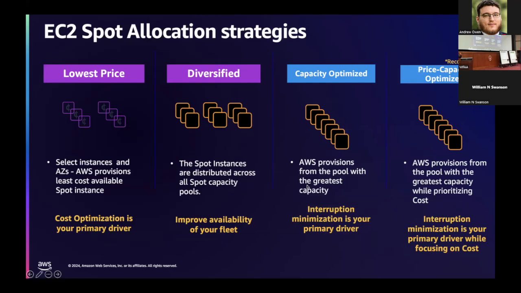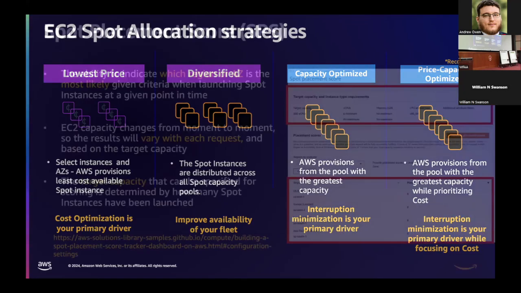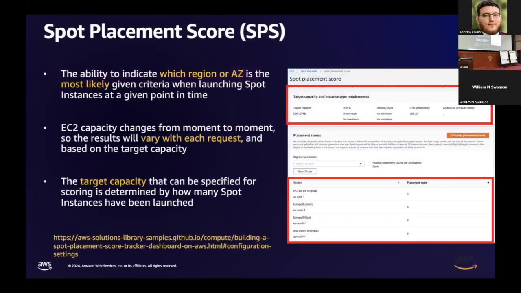So over the years, we have evolved and we have introduced capacity optimized and price capacity optimized. When you are leveraging capacity optimized, the APIs are smart enough to get you those instances from the deepest capacity pool. What does that mean? It means the chances of you getting interrupted become significantly low, right? The price capacity optimized combines the best of both worlds, right? It also considers the cost as well as the depth of the pool while launching those capacities. So that makes it much more efficient for you to provision those instances.